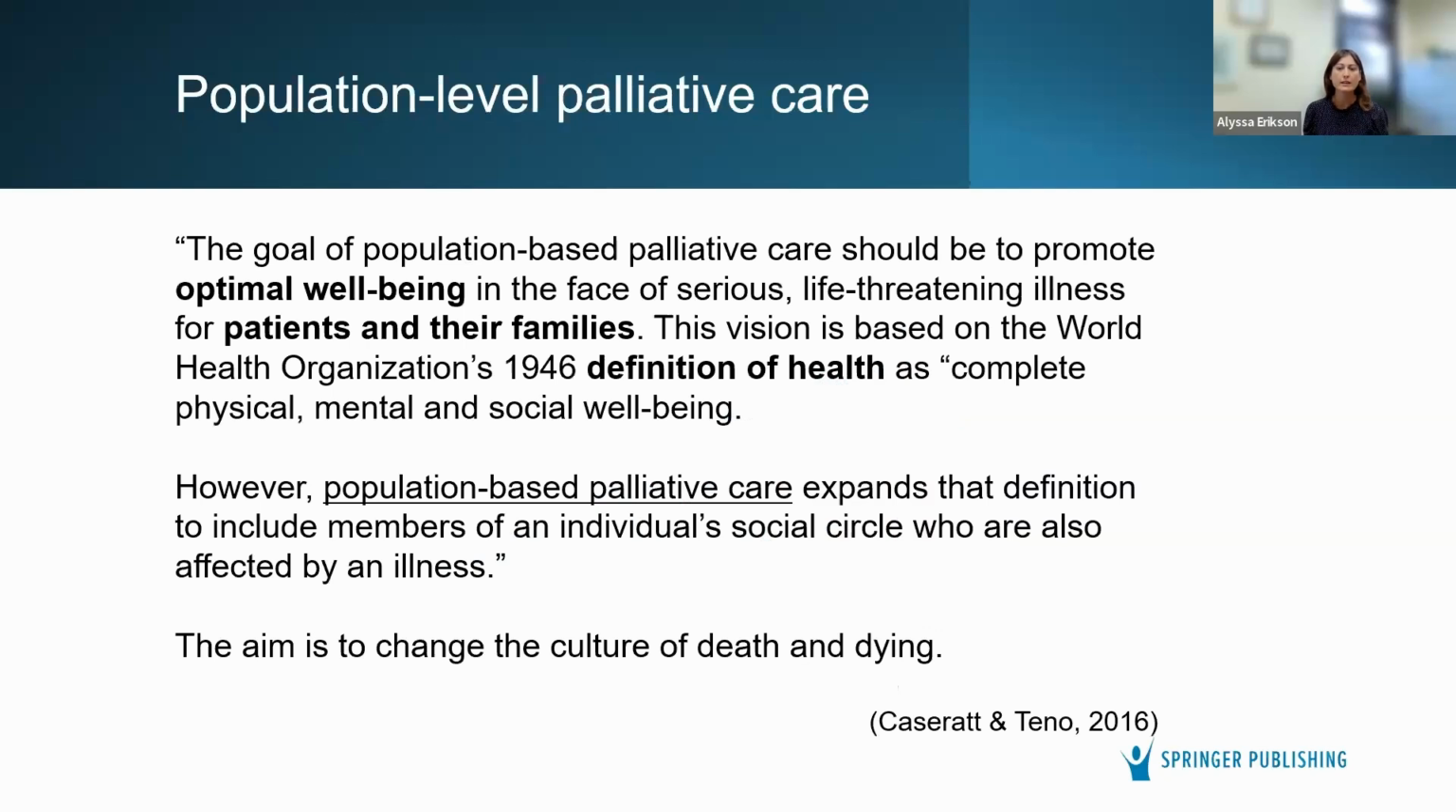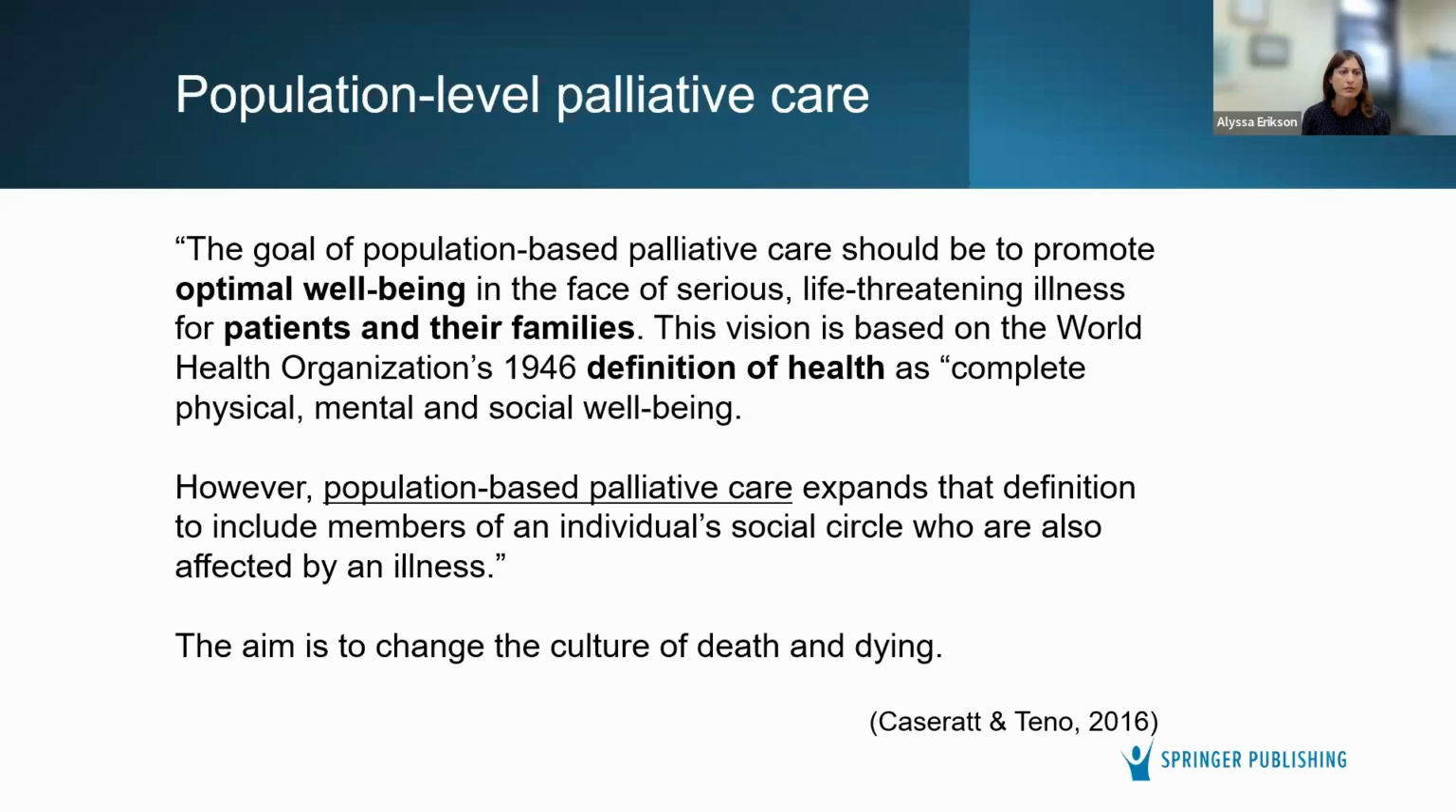So palliative care largely is provided at the individual and the family level. However, there are discussions for how to offer it at the population level. So Kelley and Morrison published this perspective piece in JAMA 2016, really discussing that the goal of population-based palliative care should be to promote optimal well-being in the face of serious life-threatening illness for patients and their families.